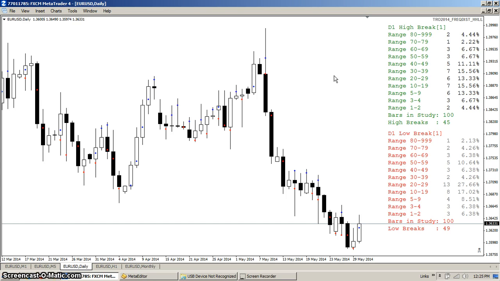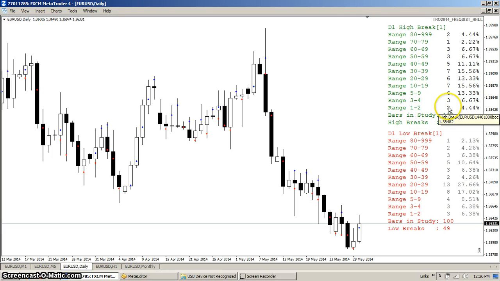Most days you're only going to get a break one way or the other, but here's another day where it was a slight break to the upside. And here's another day, and here's another day where it just barely penetrated it, maybe just a pip or two. But if you look at the range, in other words, this range is basically the length of the wick from this point up. In other words, how far did it go above the previous day's high? Right here.